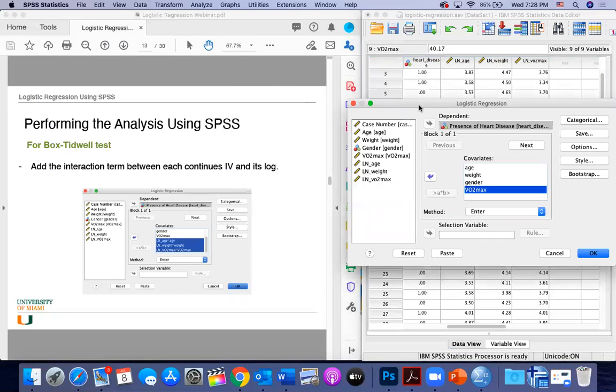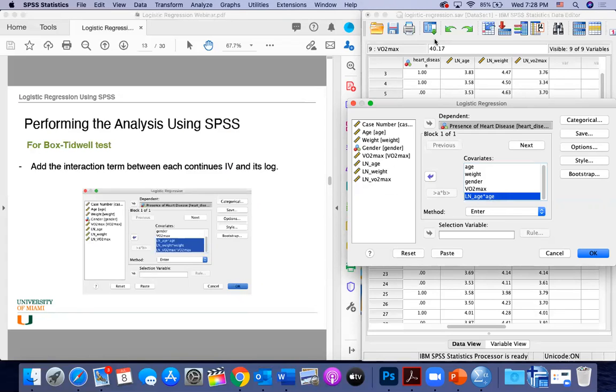So if you are a Mac user, you should click on age, then hold the command button and choose the ln_age. In this way, you will highlight both variables. And then if you can see the A times B button here, if you click on it, you will see a new interaction term between age, the original continuous independent variable, and its log value added as a covariate.